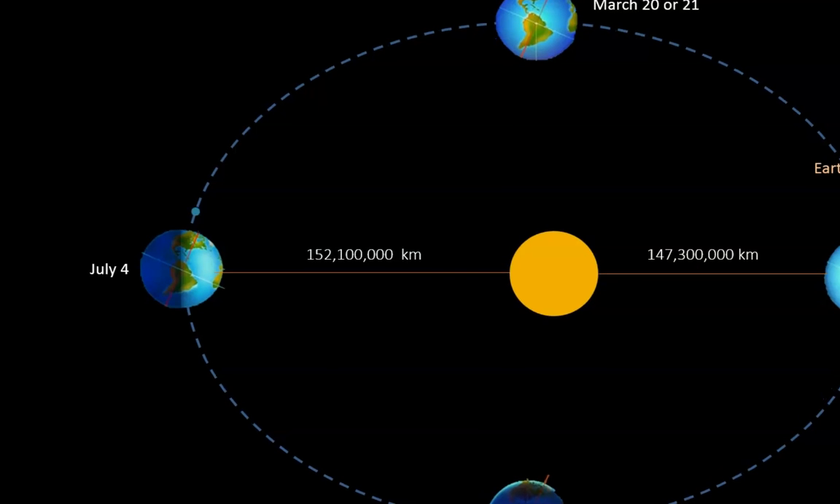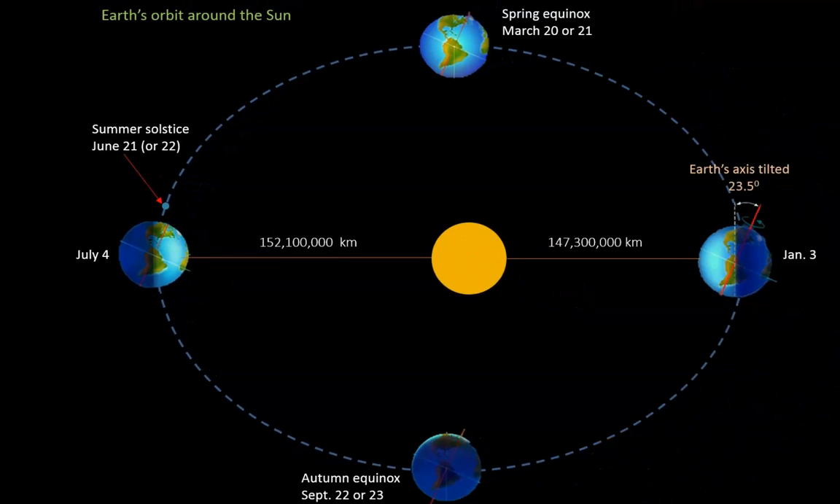Here is Earth's position on June 21st or 22nd. This is known as the summer solstice, which is the beginning of summer. It is also the longest day of the year. 22 is in brackets because since 1800, only 8% of the summer solstices have been on this date. The 21st has been the solstice for about 74% of the time.